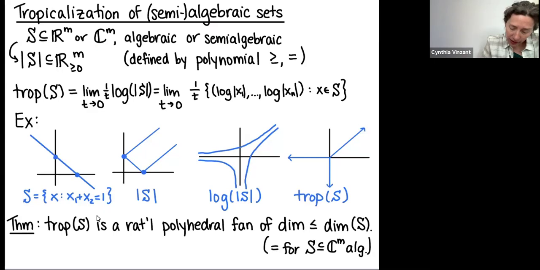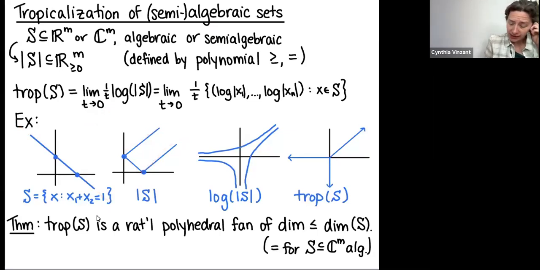And then one way to think of the tropicalization is we first take the coordinate-wise logarithm of this set and then zoom out and take the limit as we zoom out. So for example, here in R^2, we have a line defined by a single polynomial equation. We could take its image under coordinate-wise absolute value. So in particular, this branch is going to get flipped over here, and this branch is going to get flipped over here. So we'll get a subset of the non-negative orthant.